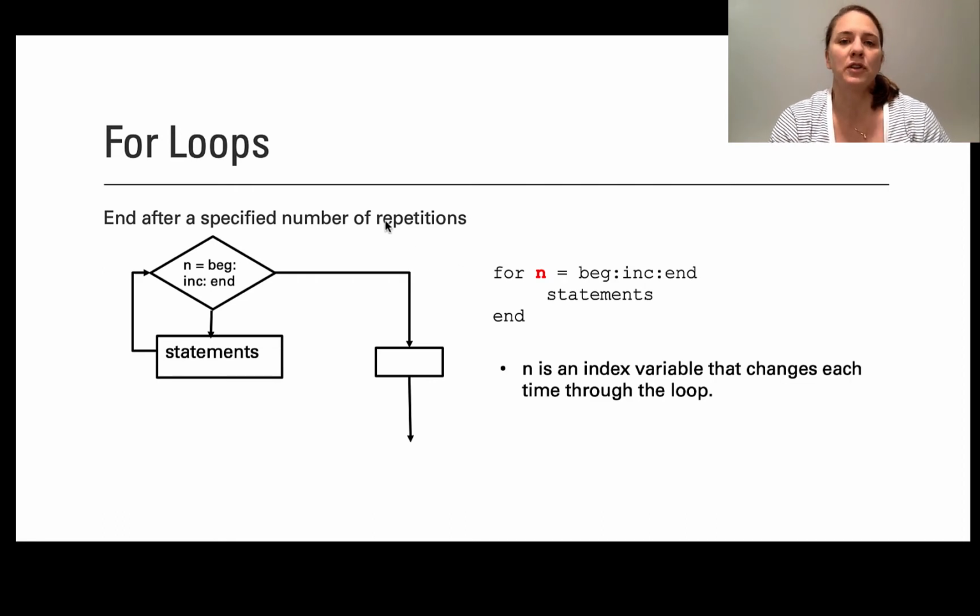Actually, to match my flowchart, this should say for n equals beginning, colon, increment, colon, end, run your statements, and then hit end. We're going to go through the different parts of the flowchart and the code to see what each one does. So n is an index variable, and it changes each time through the loop automatically.